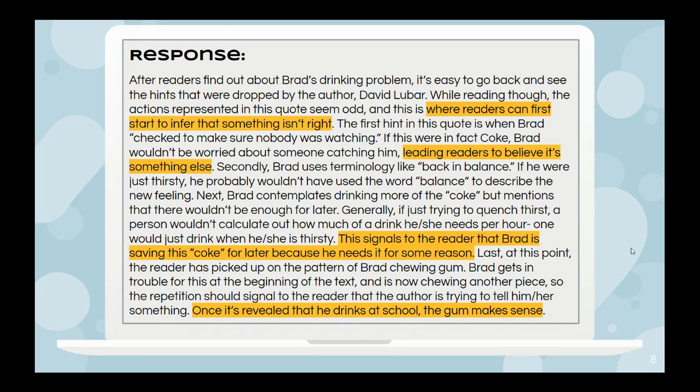And then last but not least, once it's revealed that he drinks at school, the gum makes sense. So this time we literally have that same word, drinking problem, drinks at school. That's in our question. That's in our response. So we're making that connection with pieces of evidence from the quote with actual direct quotes there, and then an explanation that matches our question.